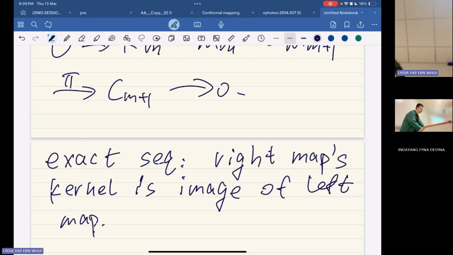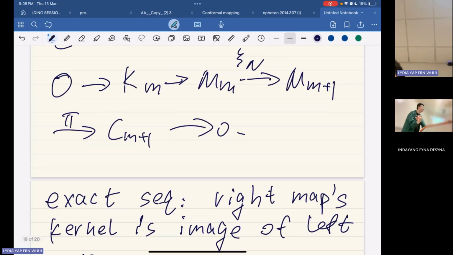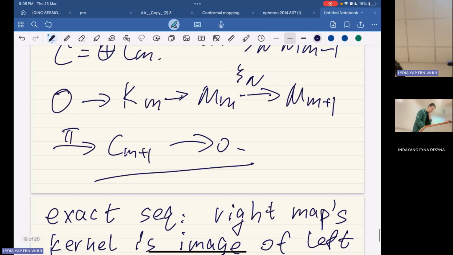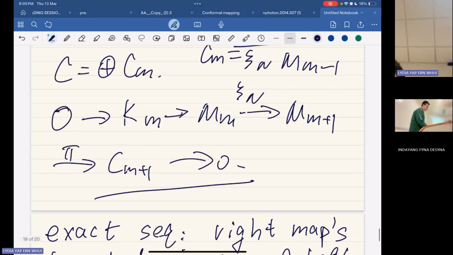So we see it from right to left. We see that this map's kernel, the kernel is those things that are sent to the identity, right? So we send everything to 0. So its kernel is just the whole C_{m+1}, right? And then this map's kernel is C_{m+1}.